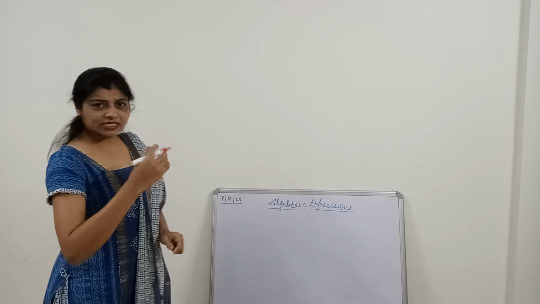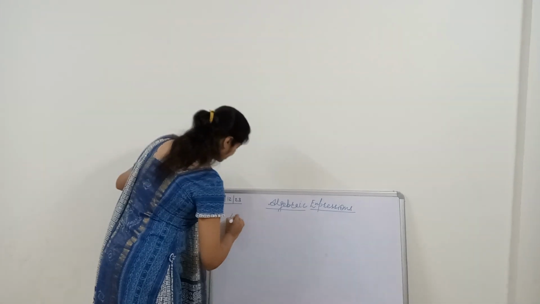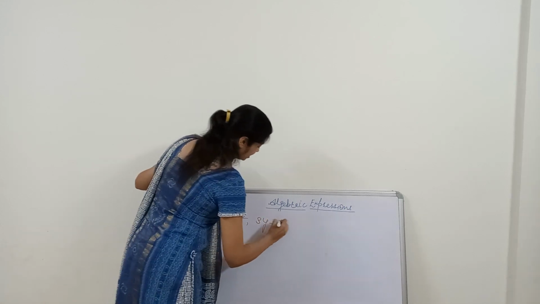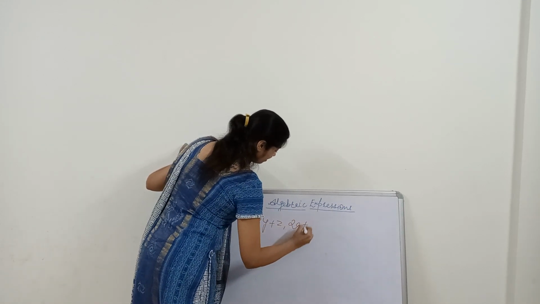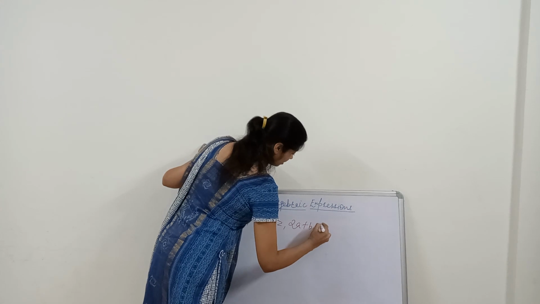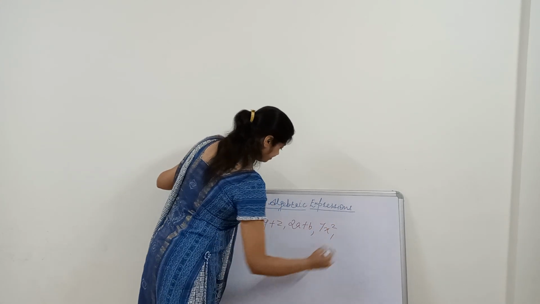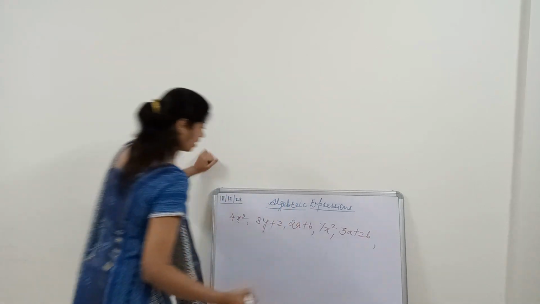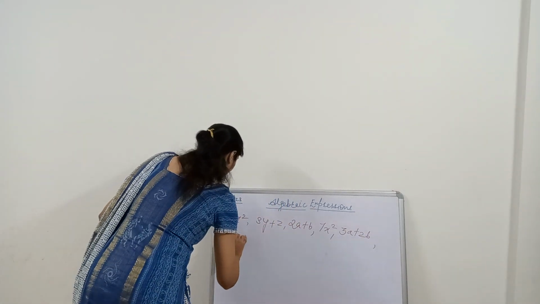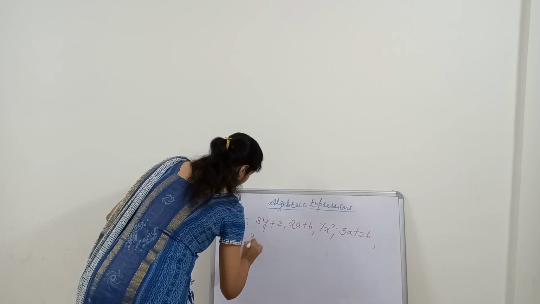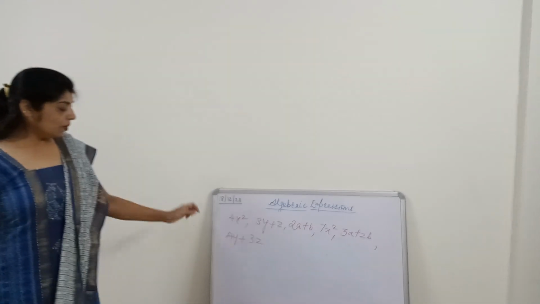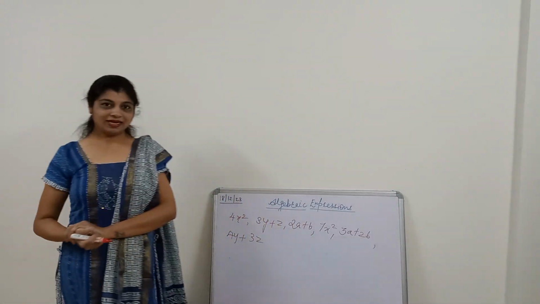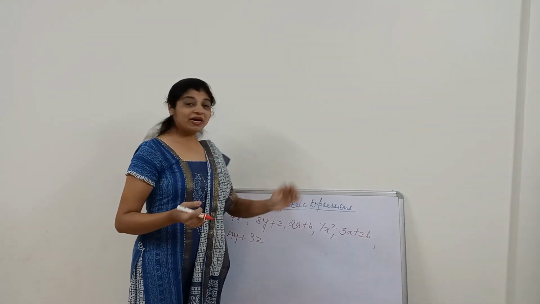I'll write certain terms: 4x squared, 3y plus z, 2a plus b, 7x squared, 3a plus 2b, 4y plus 3z. Now almost I have 4 to 5 terms with me and I'm asked to combine the like terms.